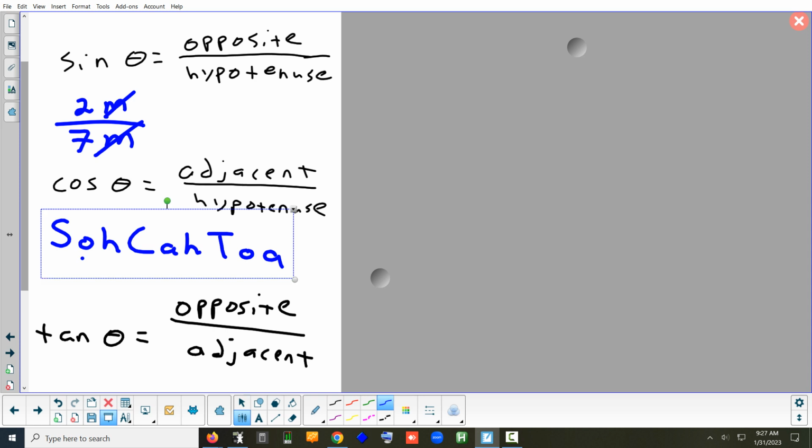So the S stands for sine, and the O is opposite, and the H is hypotenuse. So sine is opposite over hypotenuse. Cosine is adjacent over hypotenuse. Tangent, TOA, toe. Tangent is opposite over adjacent. So if you break it up into those three pieces, it tells you each of those three fractions. SOH CAH TOA.